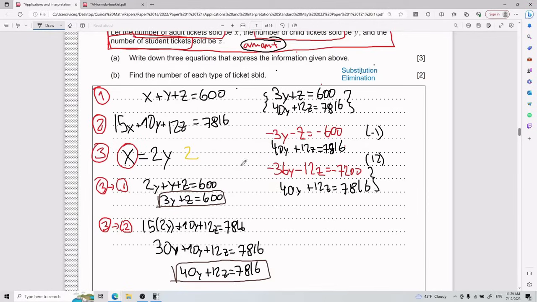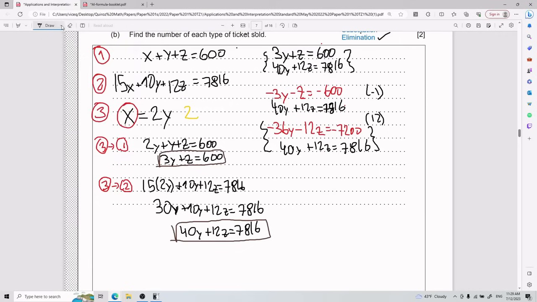If I go ahead and add these two now, I'm going to see that I successfully eliminated one of my variables. 12z is going to disappear. I'll do the left side first. Negative 36y plus 40y gives me 4y. Negative 12z plus 12z gives me 0, so nothing. And negative 7,200 plus 7,816 gives me 616. Now I end up with just one variable. Ta-da! That is what we were going for the whole time.